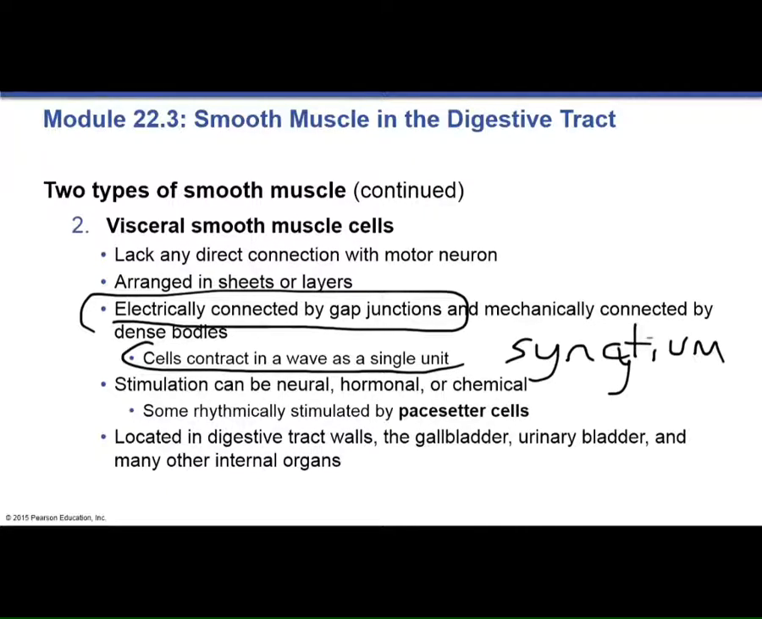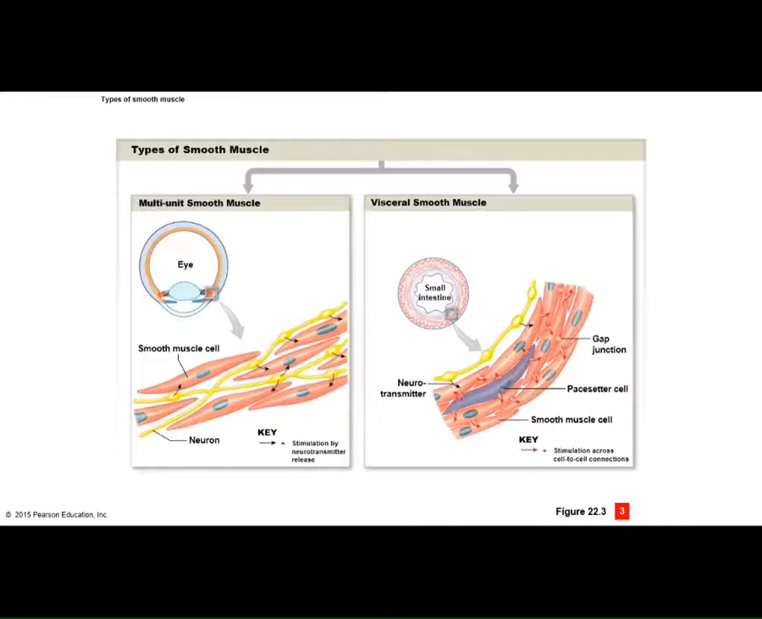Okay. And this is happening because there are pacemaker cells. So just like the heart had pacemaker cells in the SA node or the AV node, there are also some rhythmically stimulating pacemaker cells located along the digestive tract. And what those cells are going to do is set a peristaltic wave. There's going to be movement through the digestive system on a regular timing pacemaker going through not only the digestive tract, but also the gallbladder, the release of bile, the urinary bladder for the emptying of the bladder, and many other organs also share this sort of arrangement.